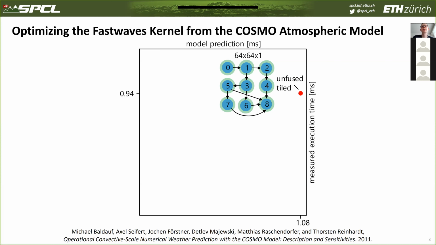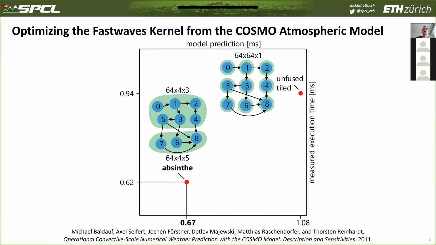Now what we see on the x-axis is the modeled execution time, so the predicted execution time by Absinthe, and on the y-axis, the measured execution time. Now if we run Absinthe, it searches the whole search space, which is exponential in the number of stencils, and we get an optimized version. So in this optimized program, we fuse the first 6 stencils and the last 3 stencils, and we have different tile sizes annotated in the diagram.